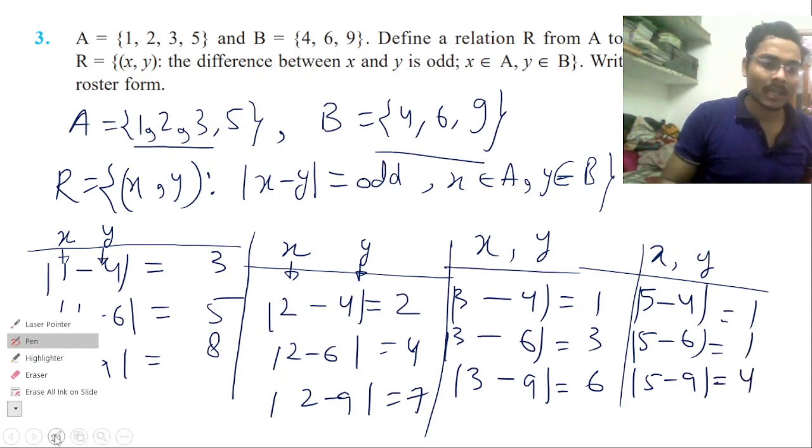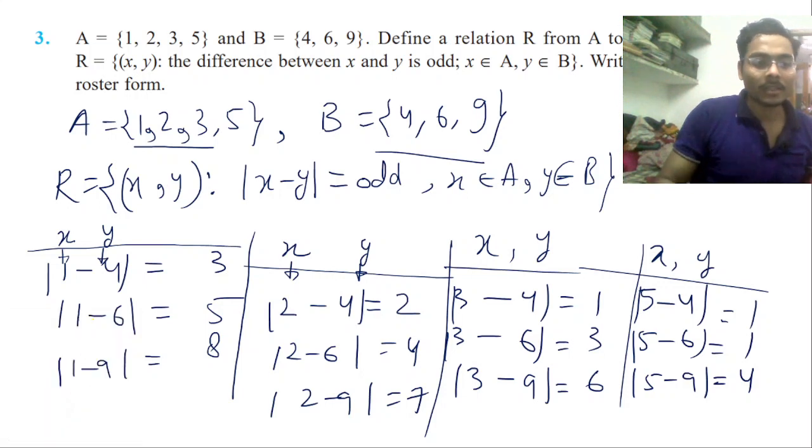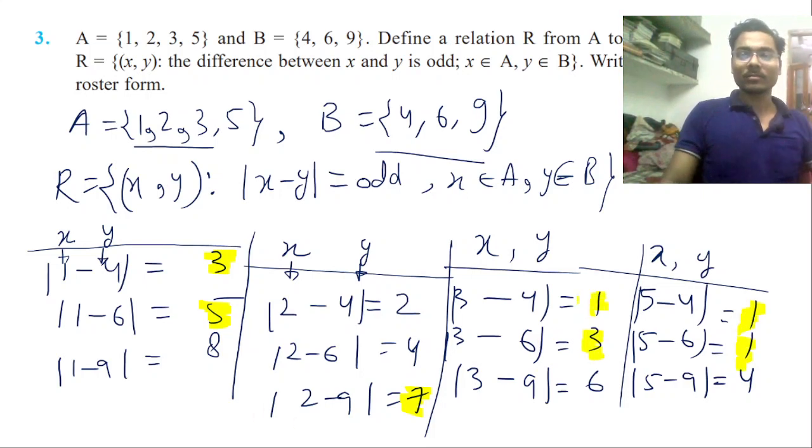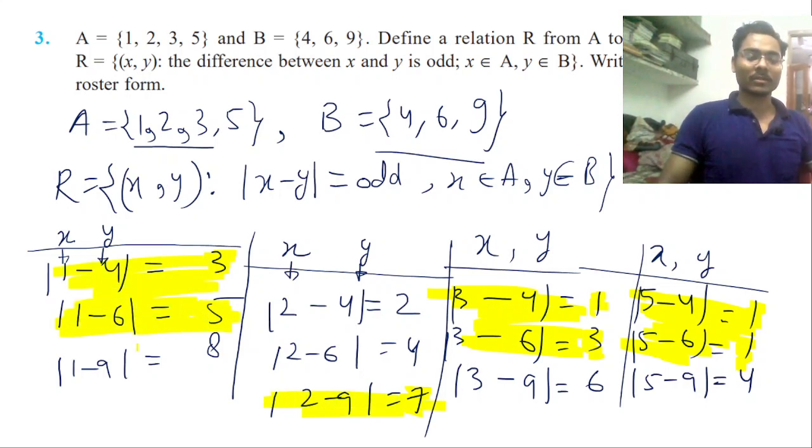So now I am highlighting the set where we find out the odd result basically. So odd result is this, odd result is this, odd result is this, and so on. So we will write these as our relation set, and the rest will not be included.